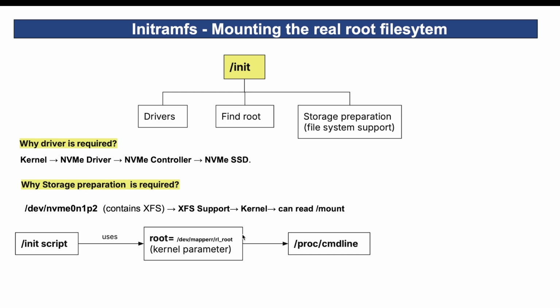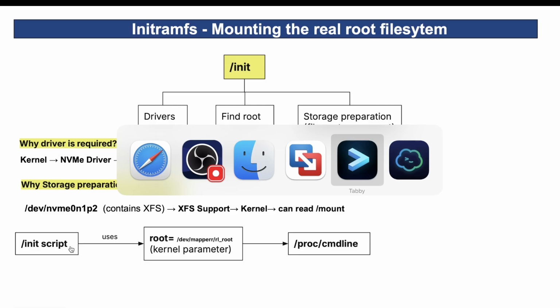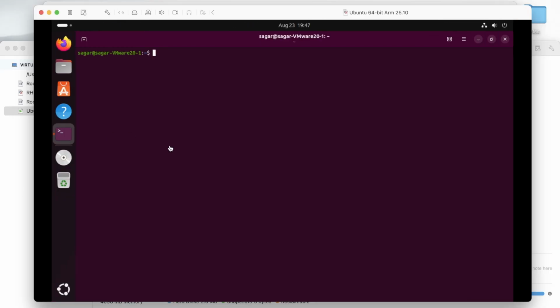The kernel command line, including the root parameter, is available at /proc/cmdline. Let me first show you, then it will be more clear. Let's go to my Linux machine. This is my RHEL 10 machine, which I have corrupted intentionally. We just have to see that file.